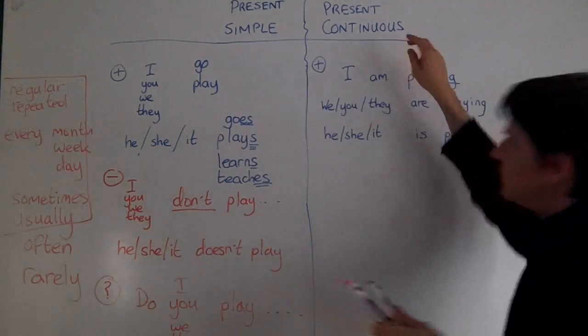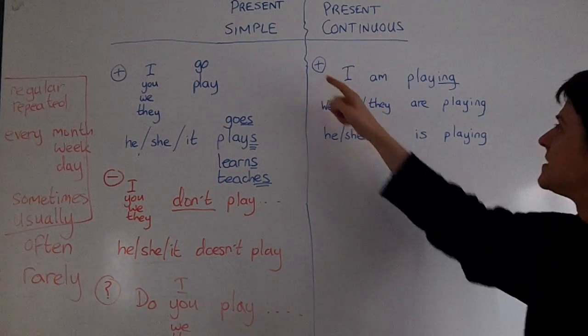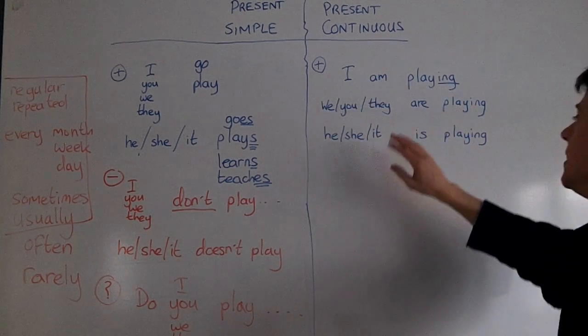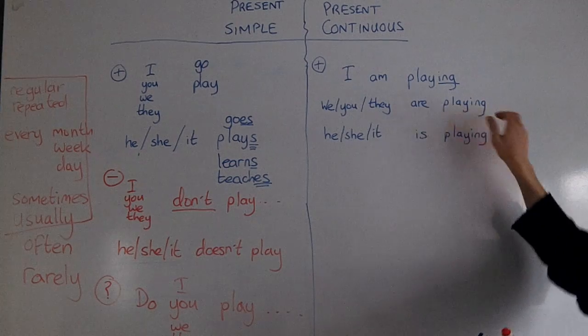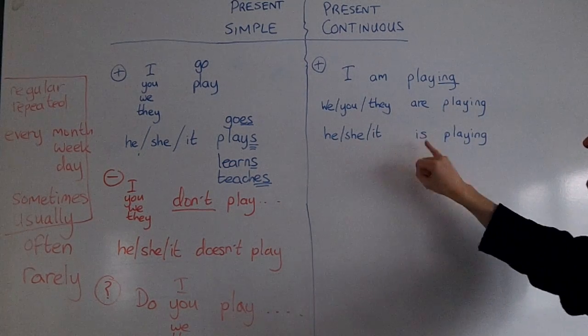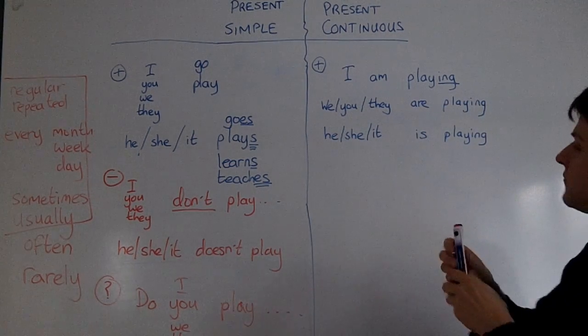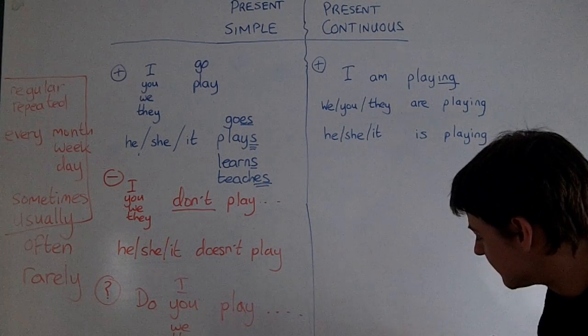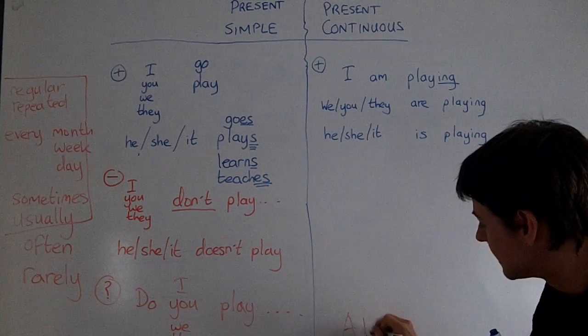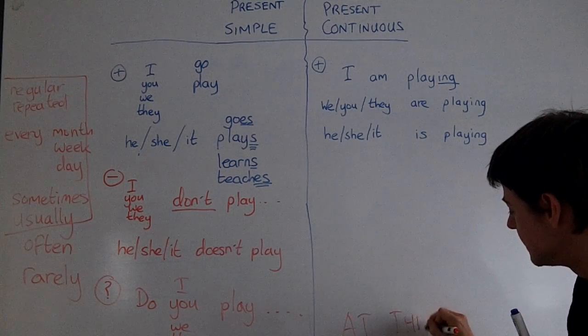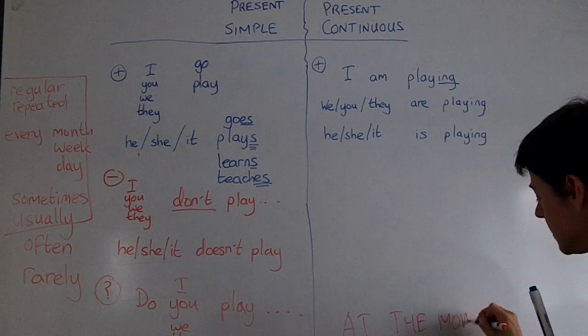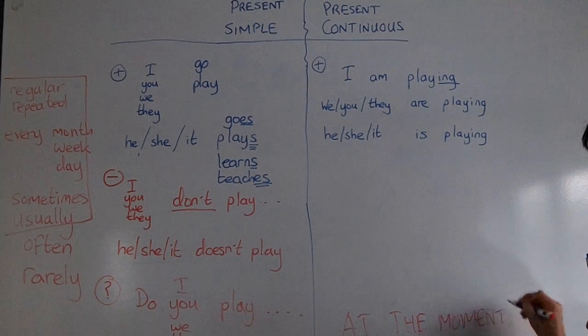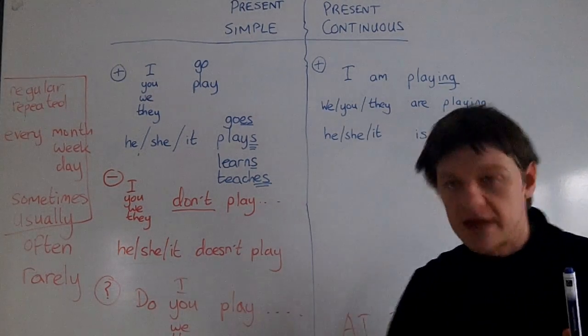Present continuous, which here in positive form is I am playing, we, you or they are playing, and he, she or it is playing. This is for anything which is happening now, which is happening at the moment. Okay? At the moment. So, at the moment, I am teaching you English.